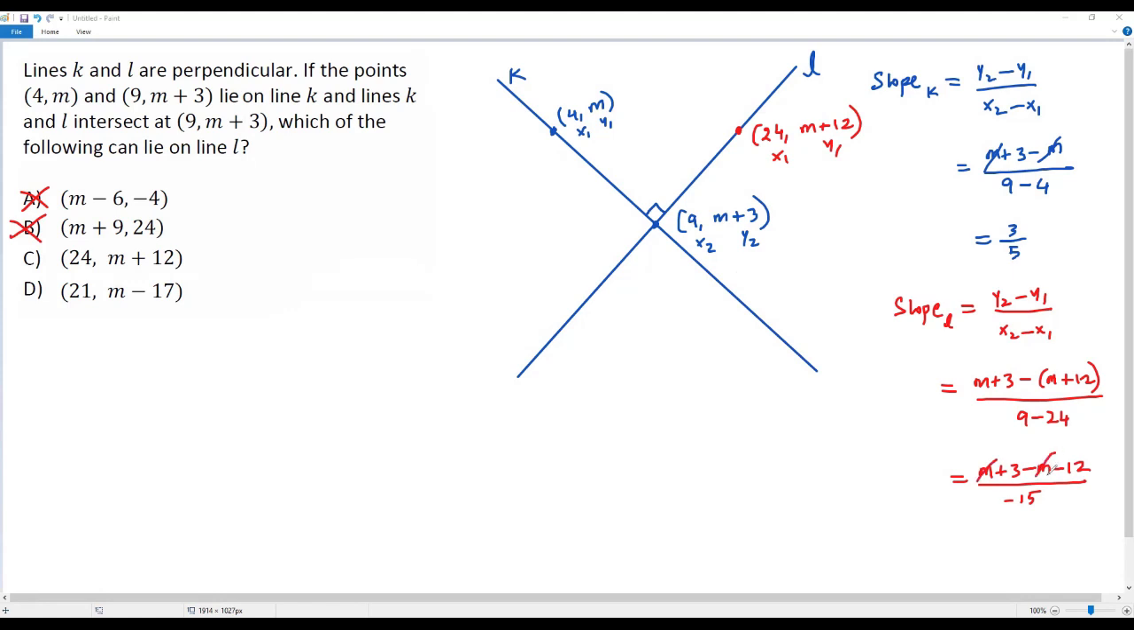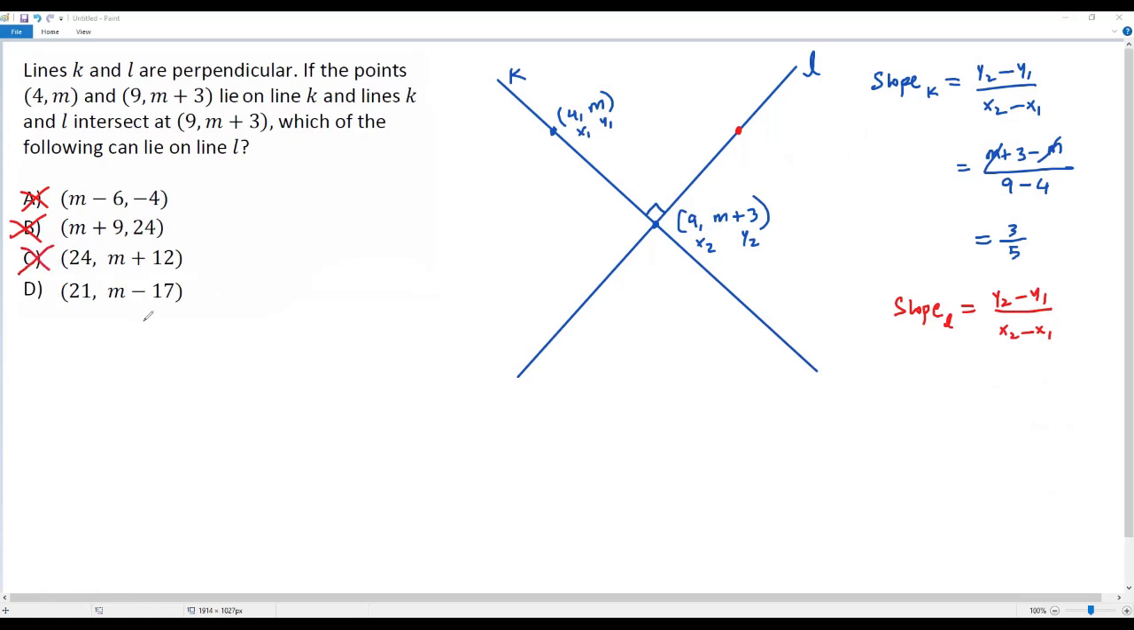Here positive and negative will cancel out, and when I combine this positive 3 and negative 12, I am getting negative 9 over negative 15. This negative will cancel out. 3 goes into 9 3 times, 3 goes into 15 5 times. I am getting 3 over 5. Actually, as we have discussed, the slope of line L must be negative 5 over 3. But here we get positive 3 over 5. So definitely we will not have this point on line L. So we can reject answer choice C as well. Let me erase the stuff. Reject answer choice C.